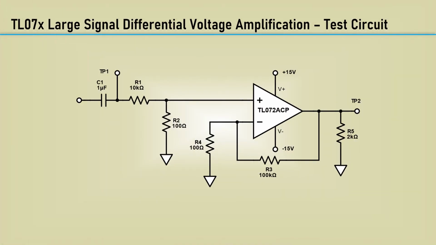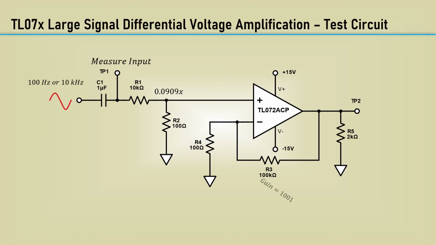I made a test circuit to measure the large signal response of a TL07 series op-amp. I used 100 Hz and 10 kHz sinusoidal inputs separately. I capacitively coupled the input to overcome any DC bias the signal generator may have. I measured the input at TP1 and divided down the signal for better amplitude control with the signal generator's vernier.